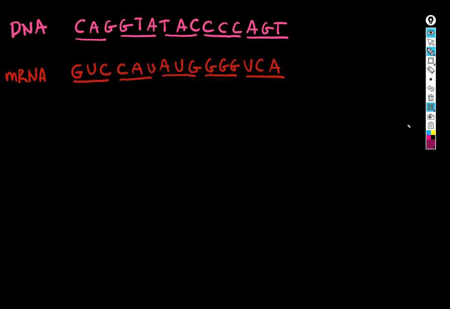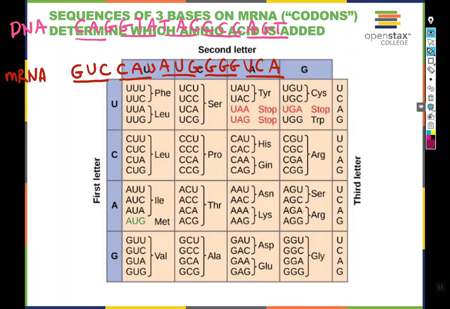Now let's try and look at the amino acid sequence. I'm going to unblackboard here for a minute, and it's going to look a little bit weird, so just prepare. There we go. Okay, so I'm just going to write over the top of this. So let's find GUC, that's valine, and CAU, that's histidine, and AUG, oh, I was wrong. AUG is start, but also a methionine. GGG is glycine. And UCA is going to be serine.